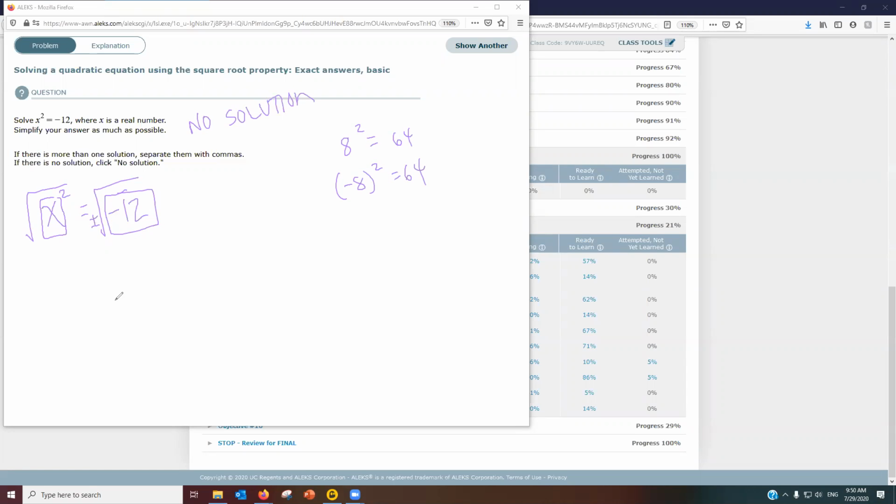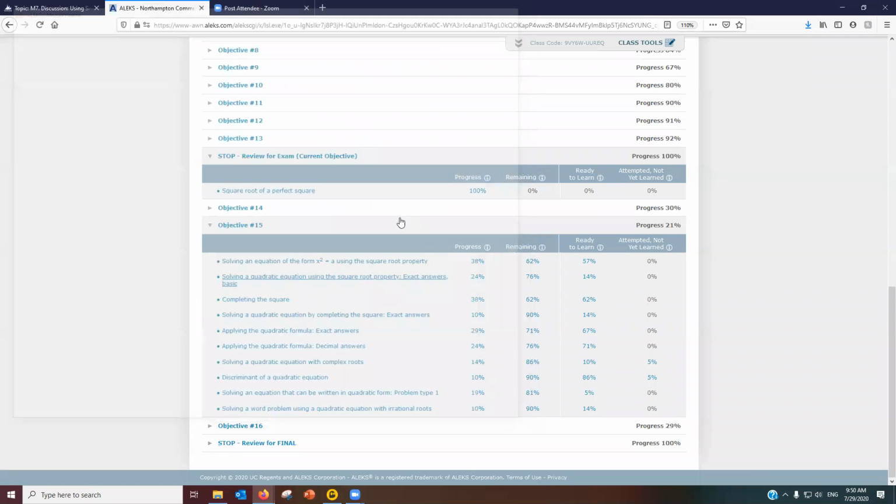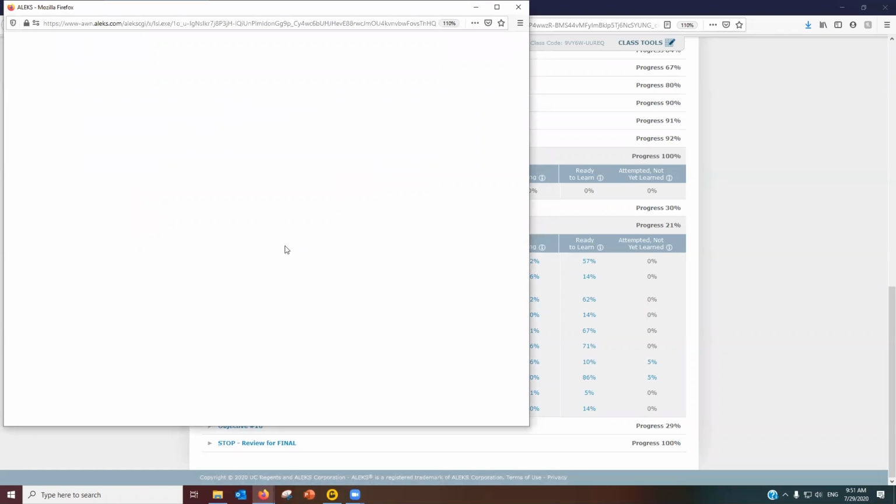You can never have x squared equal a negative number. There's never going to be an answer for this, because I can never take a number times itself and get a result that's negative. Okay. Let me come here to completing the square.